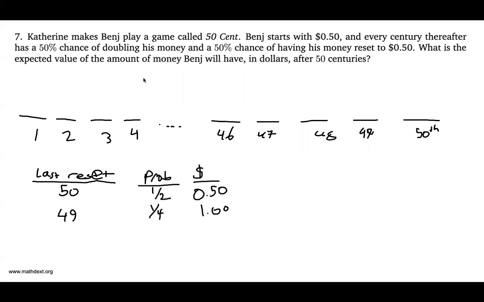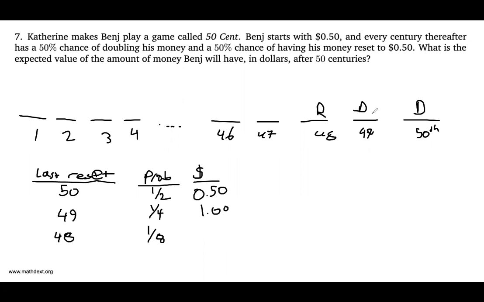And we can fill in the table as well. What if the last reset was 48? What's the probability that that happens? Well, more particularly, if the reset was on the 48th and then he doubles on the 49th and the 50th turn, each of these three events happens with probability 1/2, and you can multiply those three together because they're all independent. The probability of reset, double, double is 1/8. And how much money does he get?